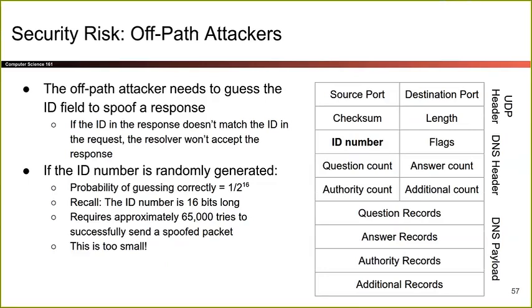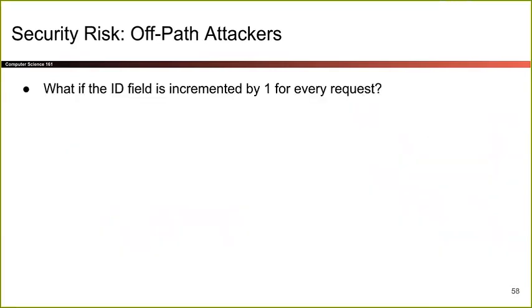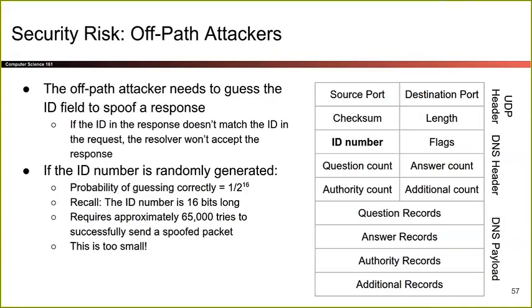So maybe if we had to wait for the victim to make 65,000 requests, then yes, this might be okay, because it would take a very long time for anyone to make 65,000 requests. But what if we're not waiting for the victim to make 65,000 requests? What if we take matters into our own hands and we force them to make a ton of requests really quickly? What would happen then? And that's what brings us to the Kaminsky attack.